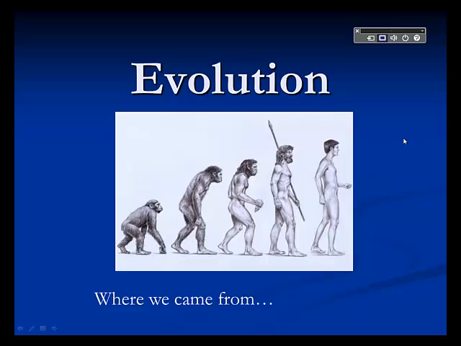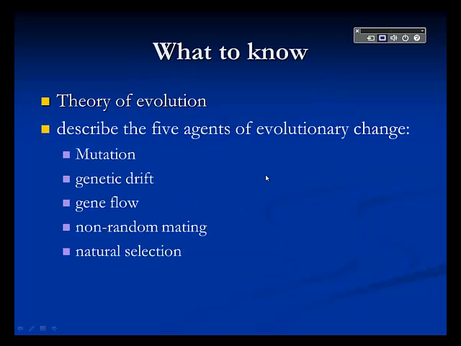Okay, so let's get right into it here. What we know. First of all, we have the theory of evolution. We're going to be going over that in a few minutes. And then we also have a few agents, a few things that can cause some evolutionary change. These are the five that we're going to be focusing on in this unit. So you can pause those and get it down.